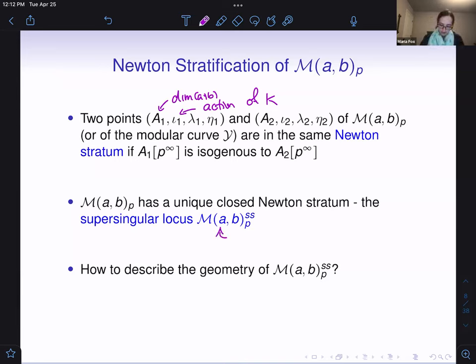We can also define it as those points (A, ι, λ, η) where just A is supersingular as an abelian variety. One way of saying that is isogenous to a product of supersingular elliptic curves. And out of all the Newton strata, this is the unique closed one. So in that sense, it's the simplest one. If we want to define the geometry, it's a natural place to start. So what we'd like to do is describe the geometry of this unique closed locus. In particular, what are the irreducible components?